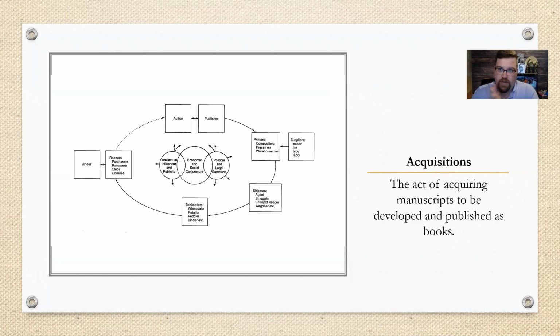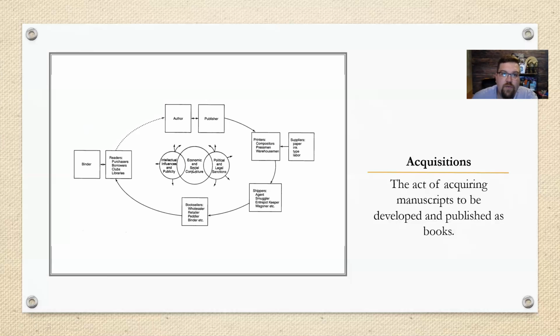What Darnton proposed, and what many of us now see to be the actual process of publishing, is that instead it's a complex circuit. There are many different pieces that go into the publishing industry. And so author to publisher, you see, goes back and forth. And that's the key. It's those arrows that go back and forth. That's editorial, that's production, that's everything. And then you look at all of these: printers, suppliers, shippers, booksellers, readers, purchasers, borrowers, clubs, libraries, which go back and forth with binders. Of course, books used to not come bound. You used to have to go out and hire someone to bind your books for you.